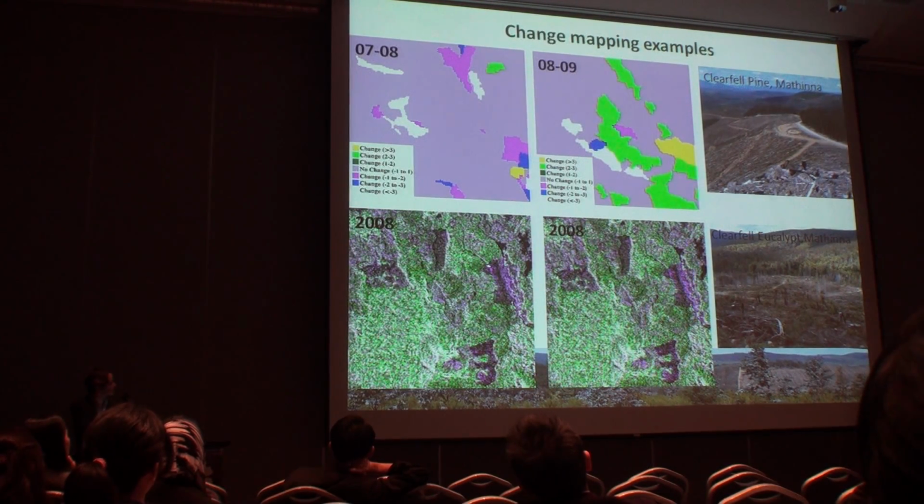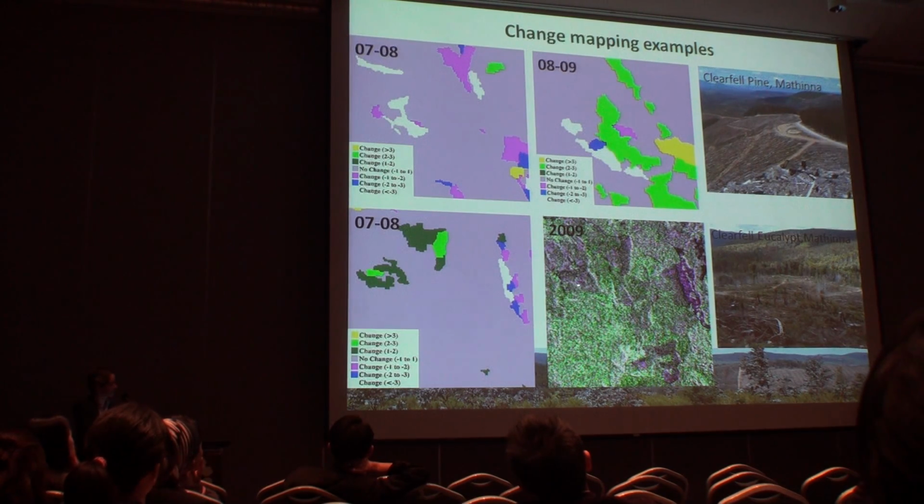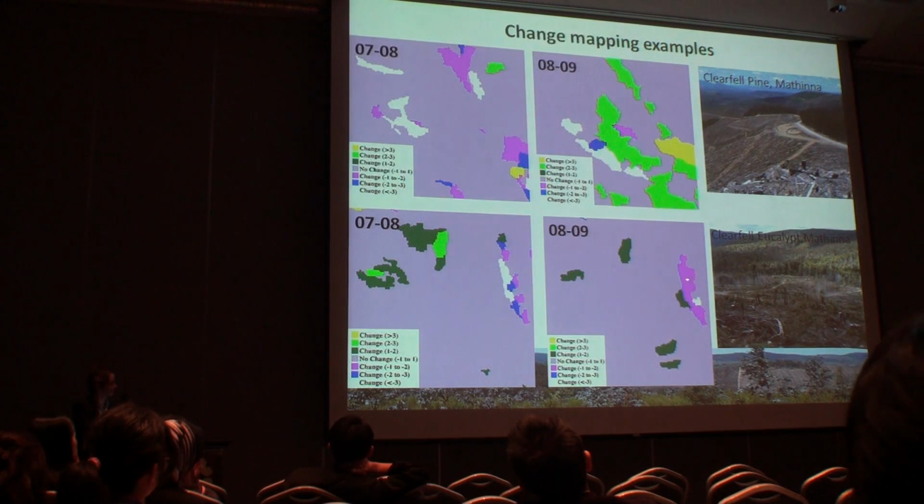So if you scroll through the animation, 2007 through to 2008, we see another area of clearing just in here, whereas these areas are starting to regenerate. So we're seeing some positive change and some negative change. 2008 through to 2009, again, we're seeing further regeneration in some of these previously cleared areas and some clearing along this side.